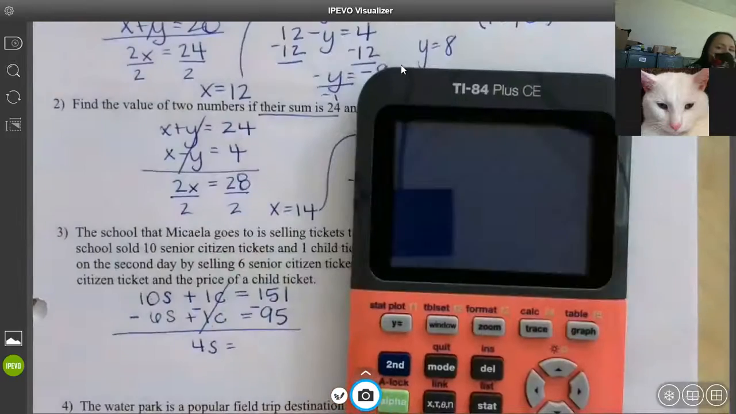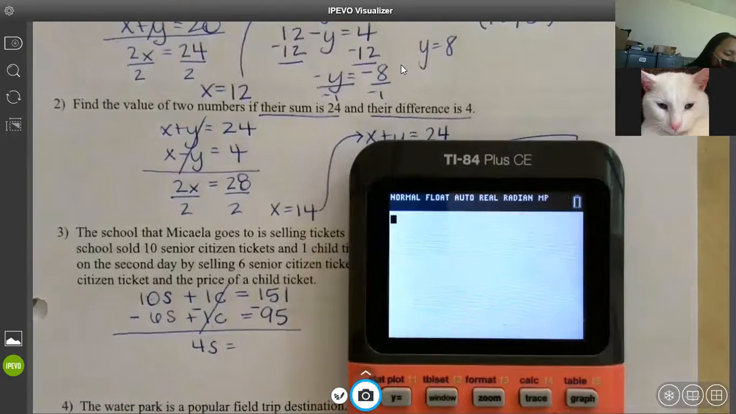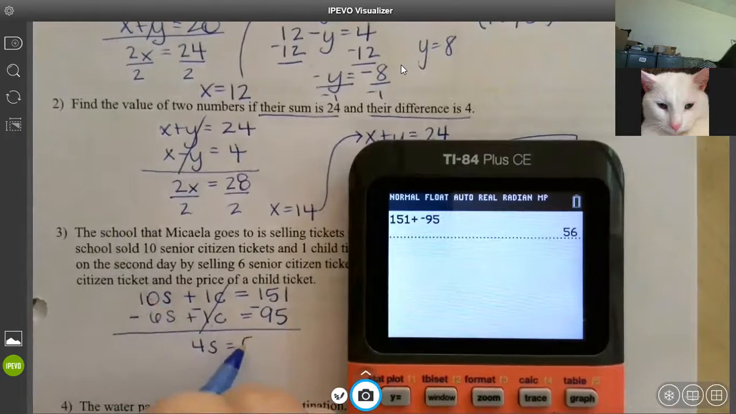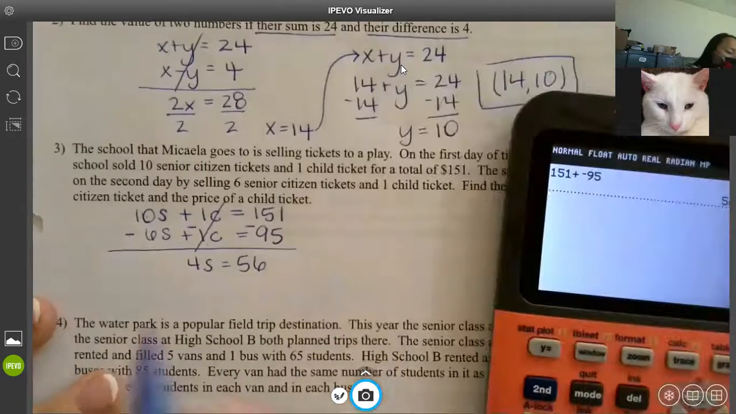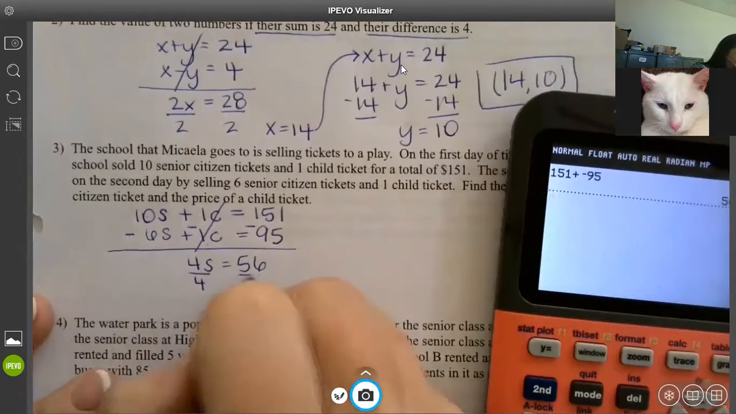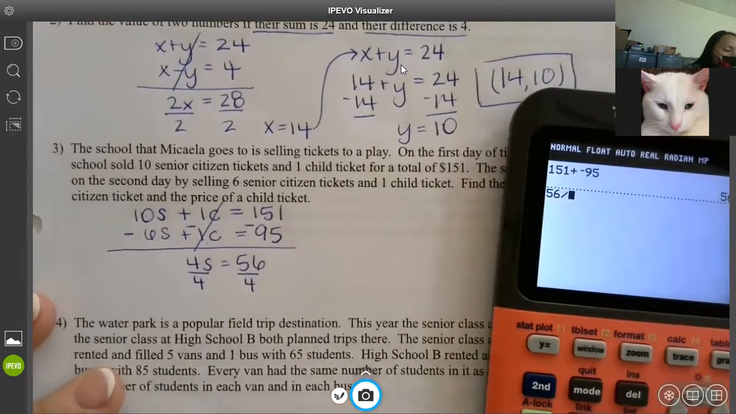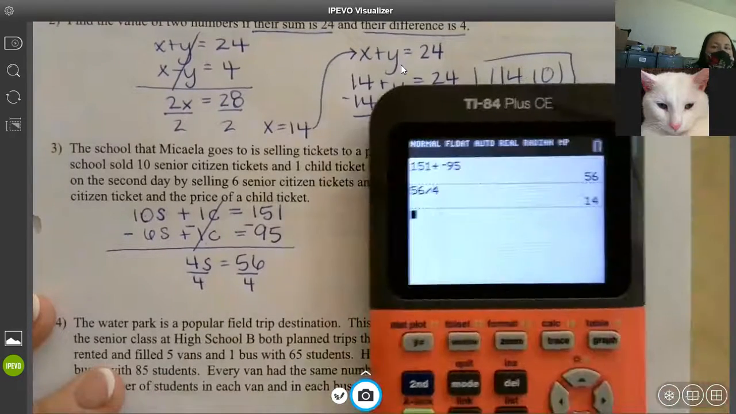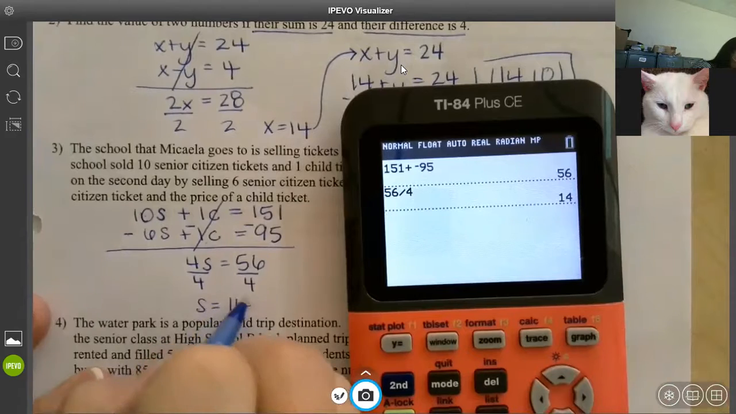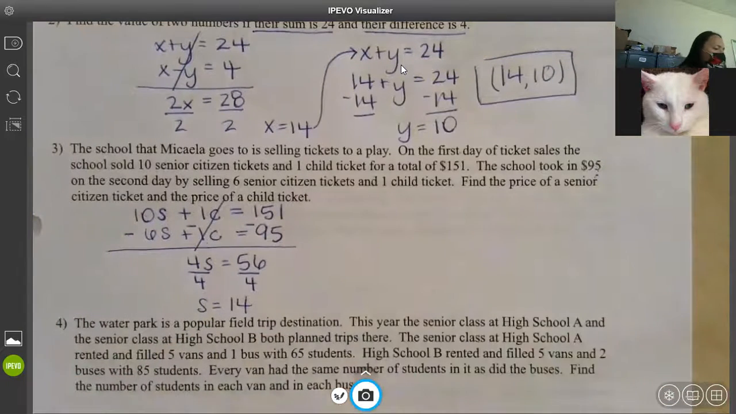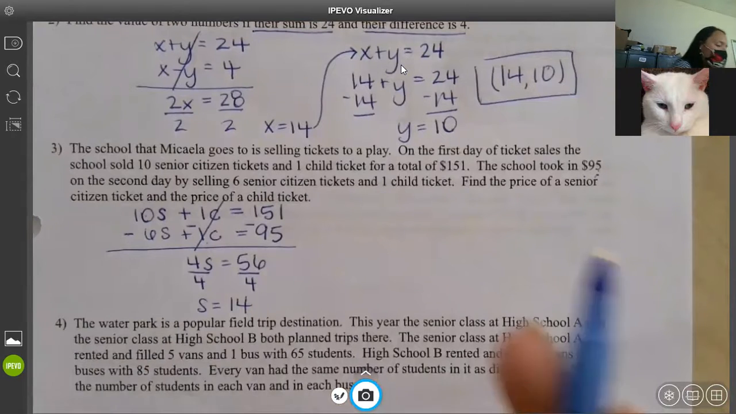If you need your calculator, 151 plus negative 95 is 56. Then we'll divide by 4, and we get 14. So S, what did S stand for? Senior citizens. So we sold 14 senior citizens. That's why I like to leave it as S so we know exactly which one is which.